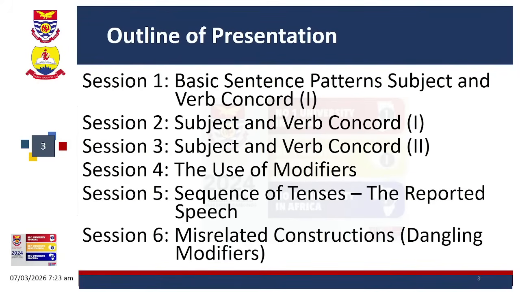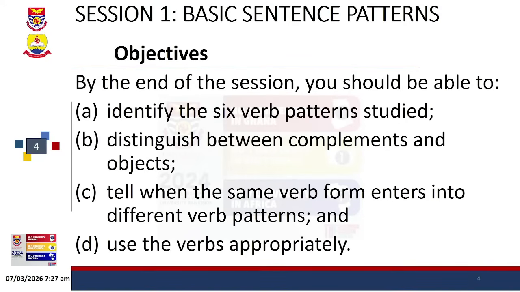In session 3, we continue with subject and verb concord. Then in 4, we look at modifiers, the words that make our writings descriptive, specific. And then look at the sequencing of tenses. When you have 2 or more verbs in a sentence, a structure, how do you arrange them? We'll be paying attention here to reported speech. Then in session 6, which we hope to complete today, we'll be looking at misrelated constructions or dangling modifiers.